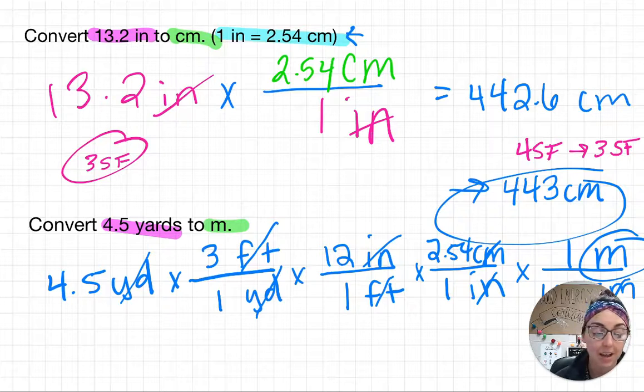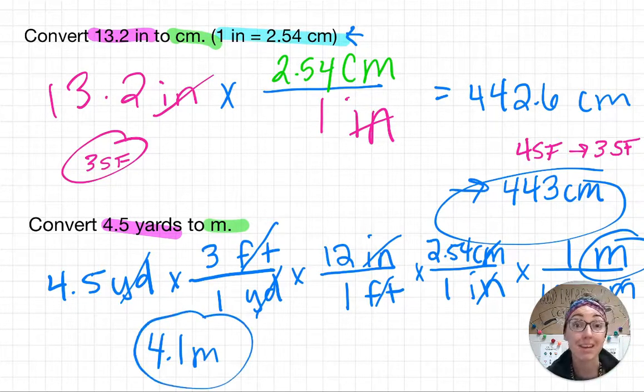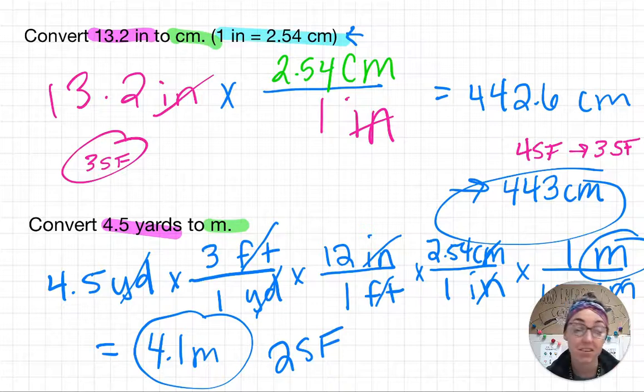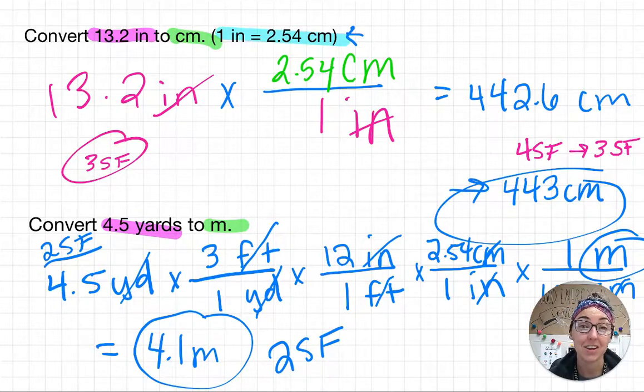up getting 4.1 meters. Which makes sense because we know that yards and meters are very close. They're not exactly the same measurement, but they're very close to being the same. So it makes sense that 4.5 yards and 4.1 meters, those numbers are close together. Notice that I rounded this to 2 sig figs because 4.5 yards has 2 sig figs. And that's converting non-metric units.